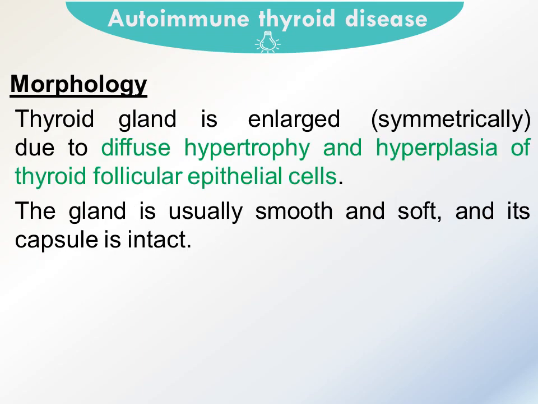Morphologically, in Graves' disease, the thyroid gland is enlarged, usually symmetrically, due to diffuse hypertrophy and hyperplasia of the thyroid follicular epithelial cells. The gland is usually smooth and soft, and its capsule is intact.